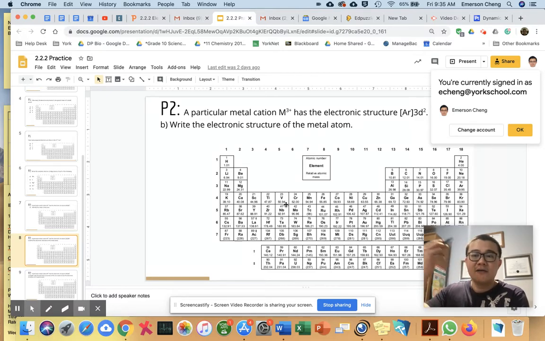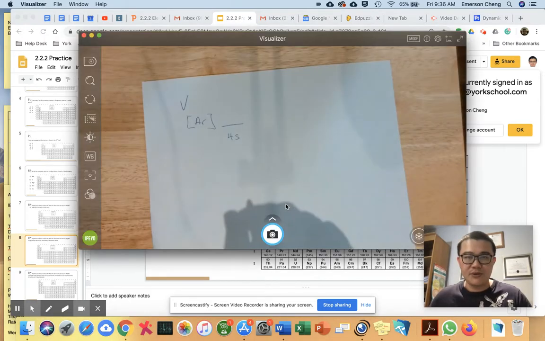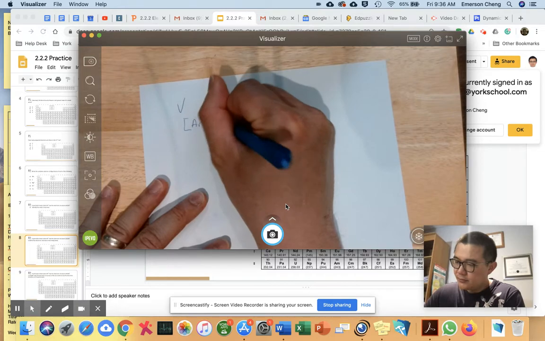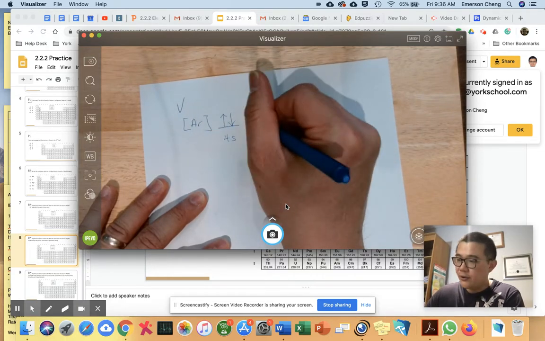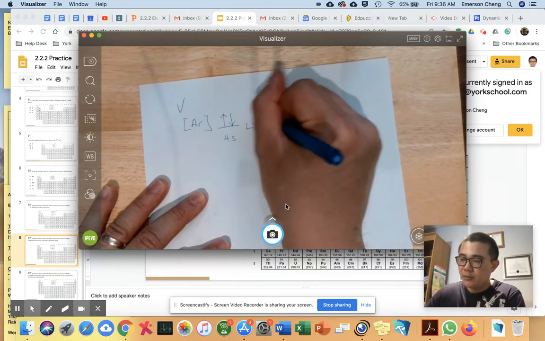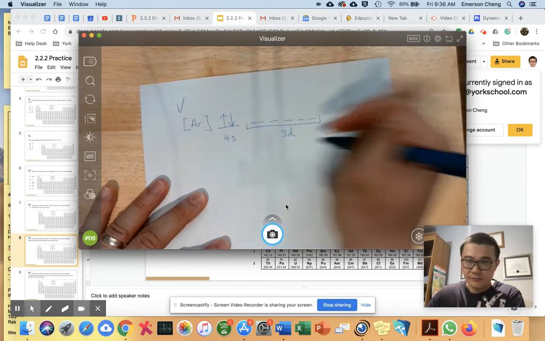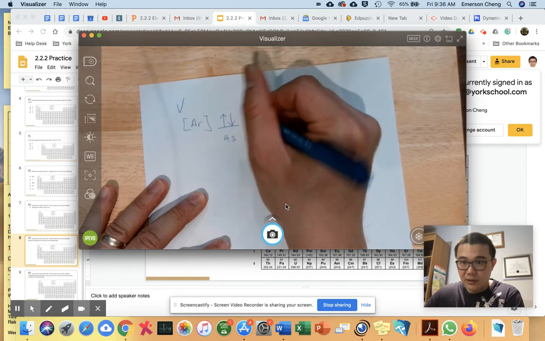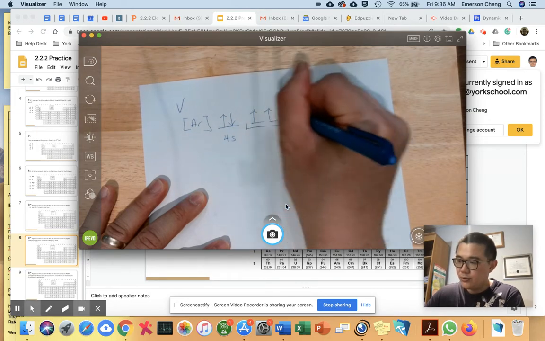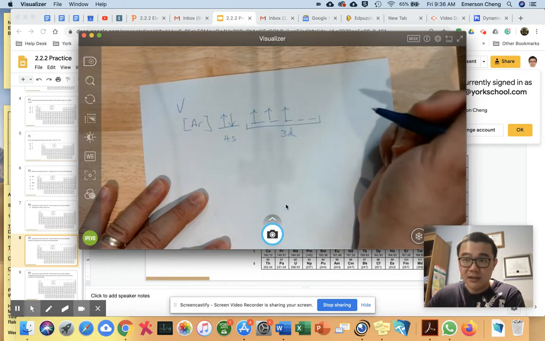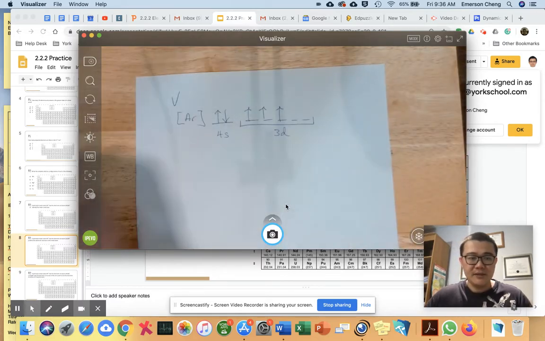Following the rule, we go with the lower energy level first, which is 4s. You fill out the 4s orbitals first. And now you have the 3d orbitals, which have 5 slots, and then you have 3 more electrons left. So it's 1, 2, and 3, and then you're done.